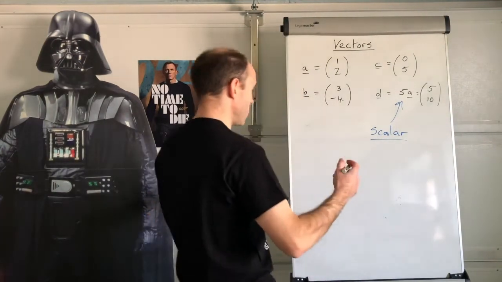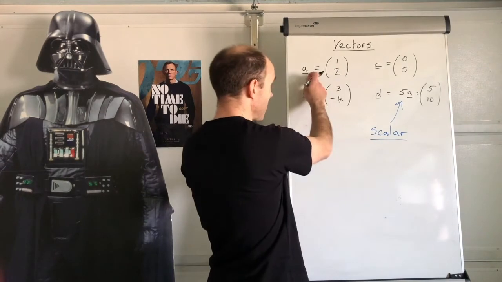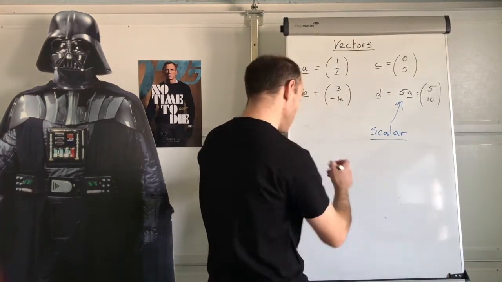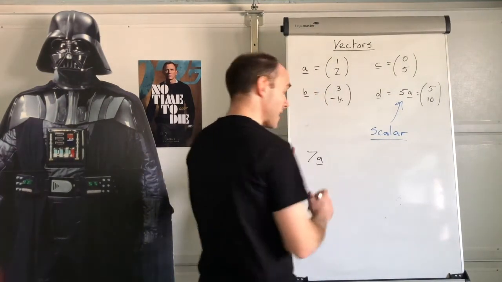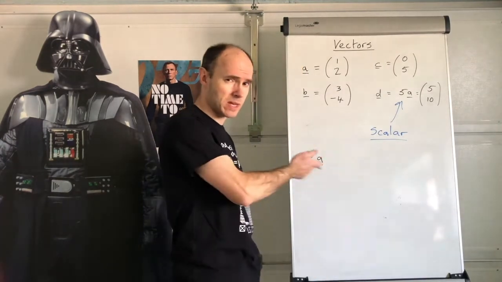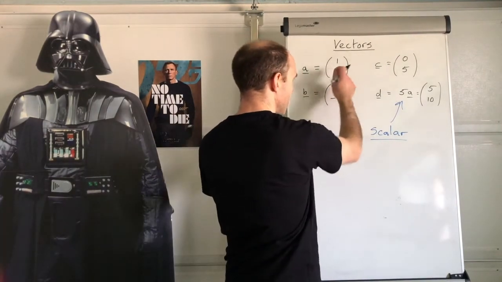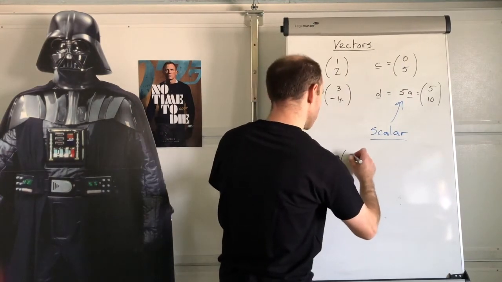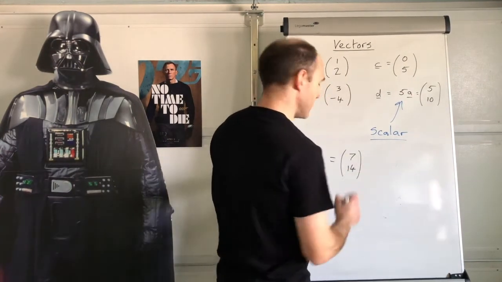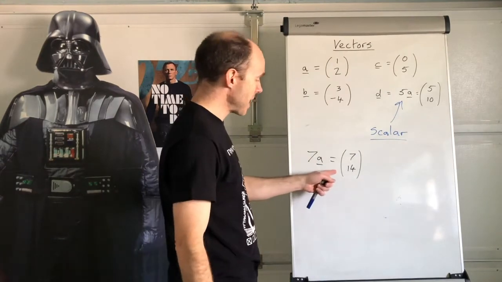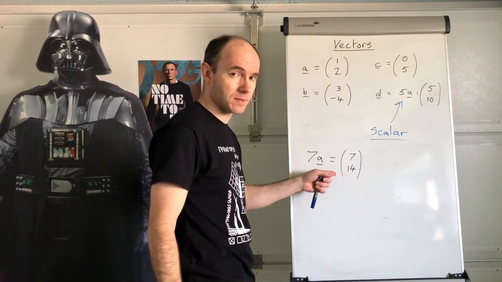So what that means is that if I multiply a by a scalar value, I'm saying I'm going to multiply a by something. Can you work out what that is? Of course you can. 7 times a just means you do 7 times 1, 2, which is going to be 7, 14. Is this going to be parallel to a? Of course it is.